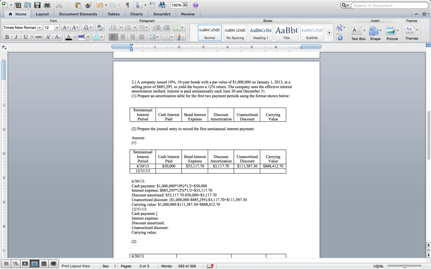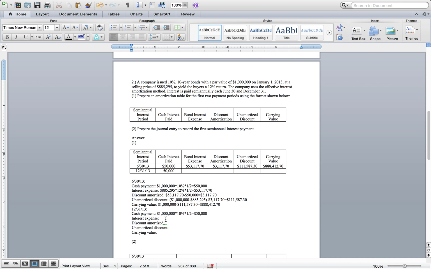Now, to get the cash payment, it's going to be the exact same as we just calculated, 100% the same. Okay, still just take the 1 million times 10% times 1/2. That will be $50,000. This is $50,000. Now, the interest expense will be a little bit different.